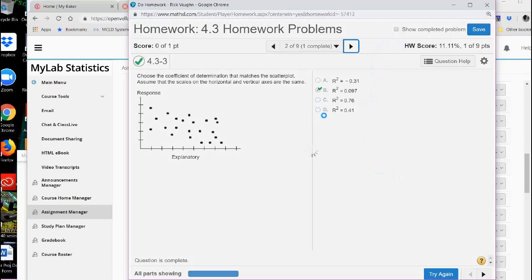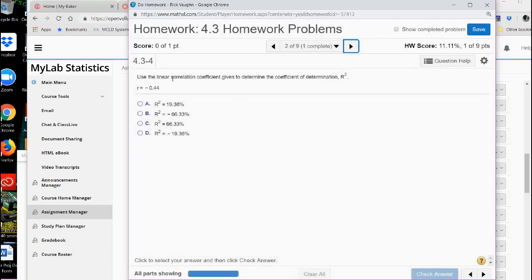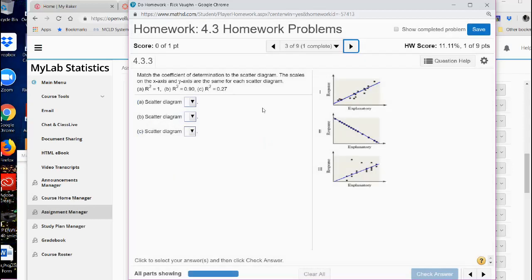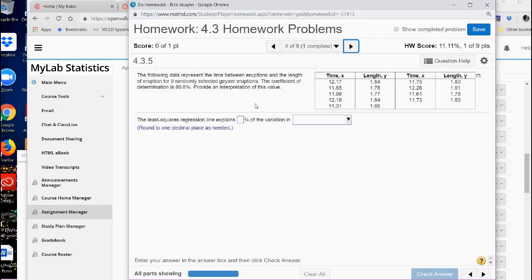All right, so let's look at one where we actually have to compute something. Okay, so use the linear correlation coefficient. You're just going to take the square of that and then change it into a percent. So that's just a calculation. Just square that number and then shift the decimal point over 2 places. Okay, we don't have to calculate anything here. All right, let's try this one.